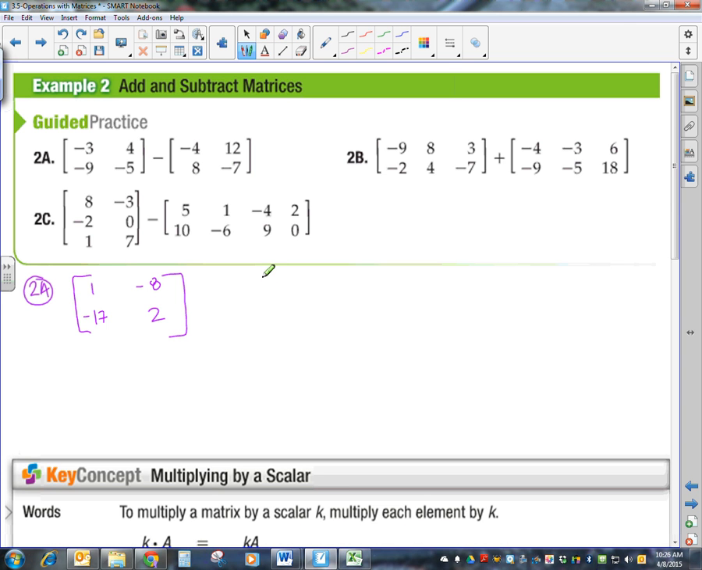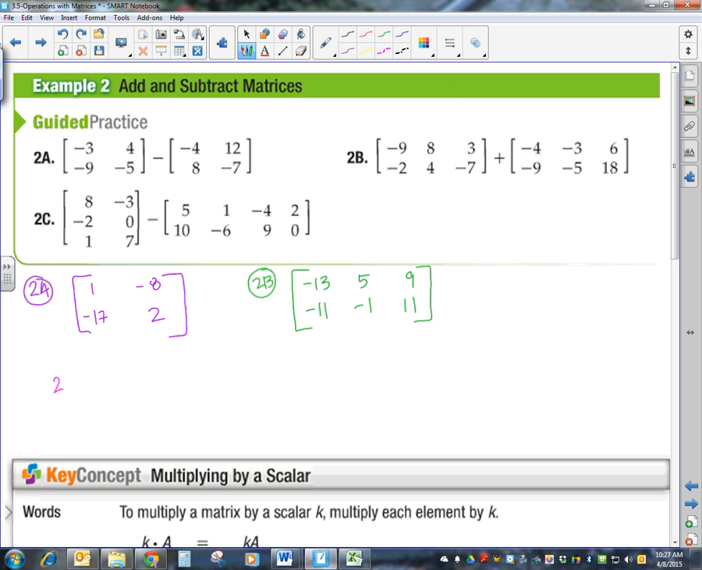Look at B, 2B. Again, this is 2 rows, 3 columns, 2 rows, 3 columns. So go ahead and put my matrix form up there. Negative 9 plus negative 4 is negative 13. 8 plus negative 3 is 5. 3 plus 6 is 9. Then I move to my second row. Negative 2 plus negative 9, 4 plus negative 5, and negative 7 plus 18. So there you have it.